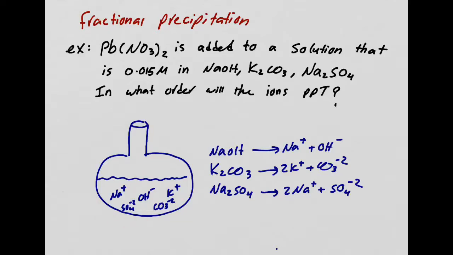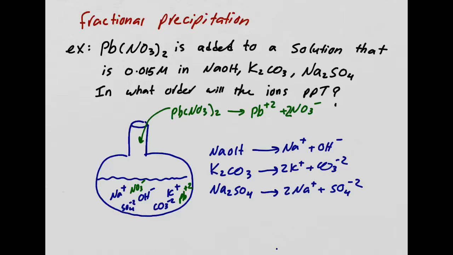Now, what am I going to do? I'm going to add lead-2 nitrate. Again, remember, all the nitrates are also soluble, right? So lead-2 nitrate will break up into ions in water, Pb+2 and nitrate, 2 nitrate to be exact. So when I add lead-2 nitrate, I'm adding nitrate and I'm adding Pb to this solution.